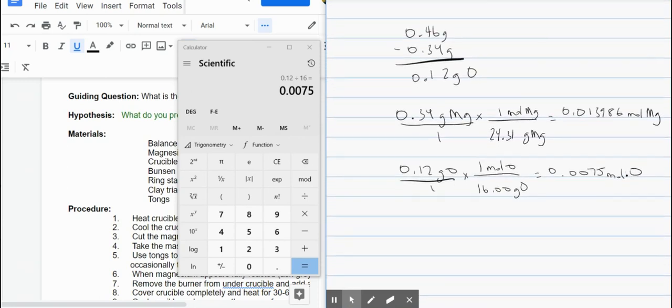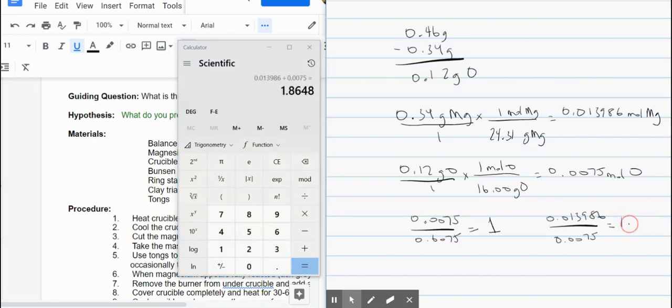So to find the ratio of these two numbers, we're going to divide by the smaller of the two, which happens to be oxygen. So we're going to take oxygen and divide it by itself, and we will of course get 1. And then we're going to take the moles of magnesium, 0.013986, and divide that by the moles of oxygen, 0.0075.